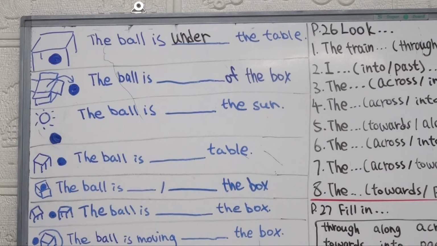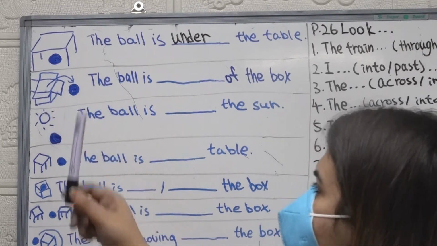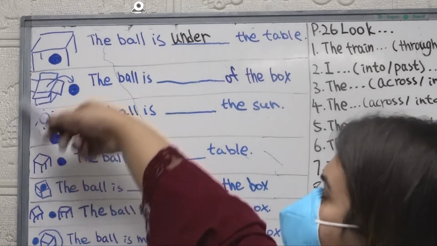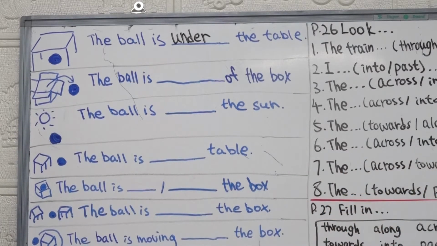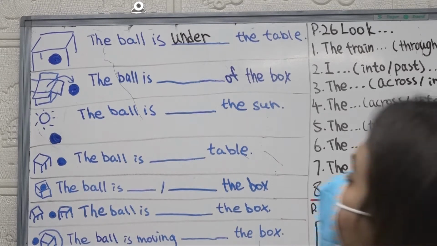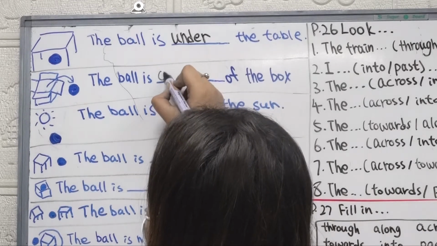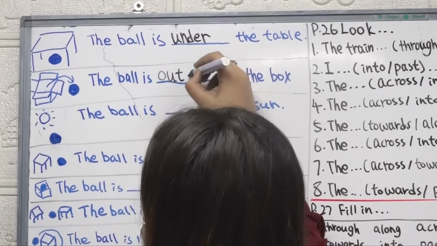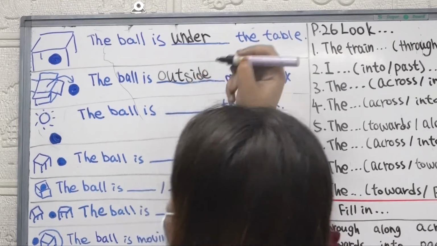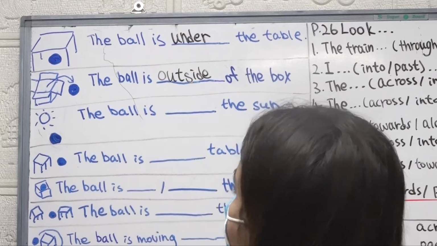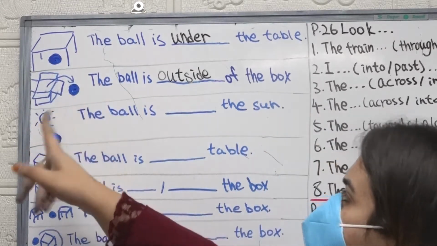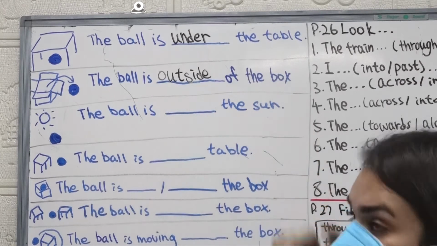Is it next to the box? It just comes out from the box, right? So the ball is inside of the box or outside of the box. Basically it is outside of the box, okay? The ball is outside of the box because it comes outside, right? So the ball is outside of the box.